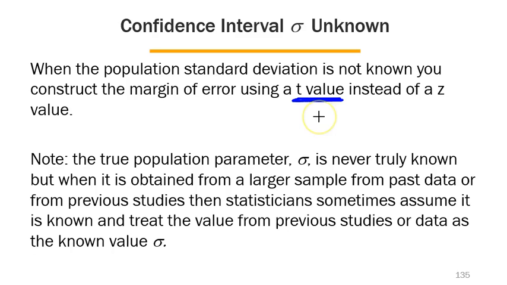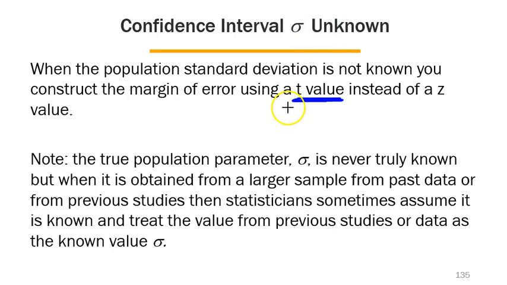Now, something to note here is that the true population parameter sigma that we were using in the previous couple of examples, is never truly known. But when it is obtained from, you've got a larger sample from past data, you've got previous studies, in some of these situations, statisticians will assume that it's known and treat the value from previous studies or data as the known value for sigma. So just a little side note there on why statisticians, or the scenarios where statisticians might actually assume that sigma is known.